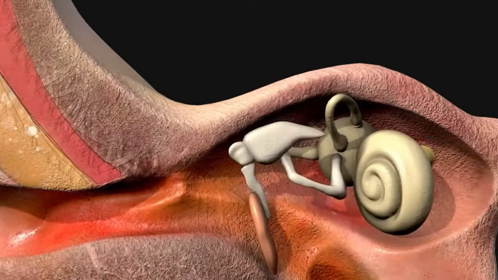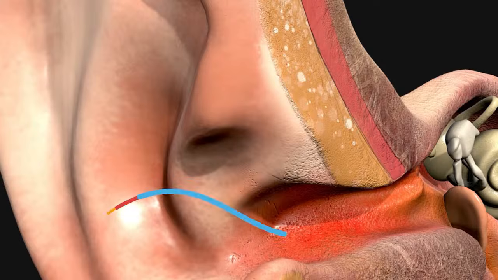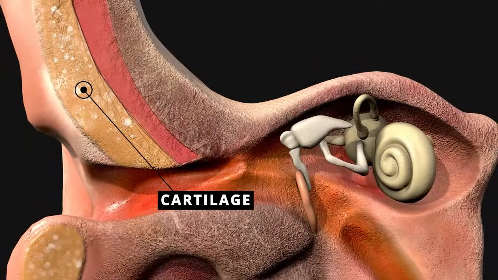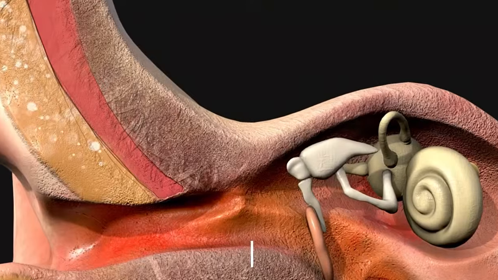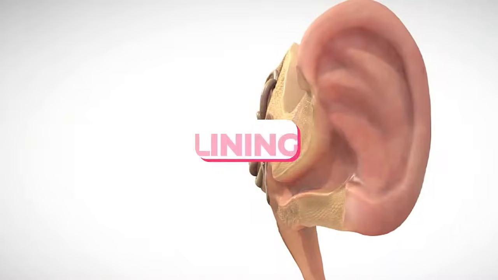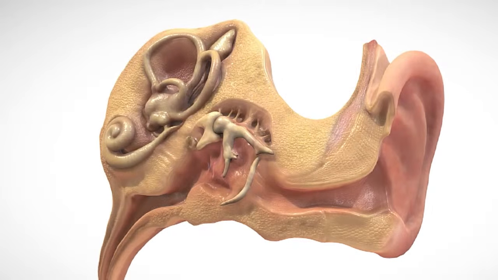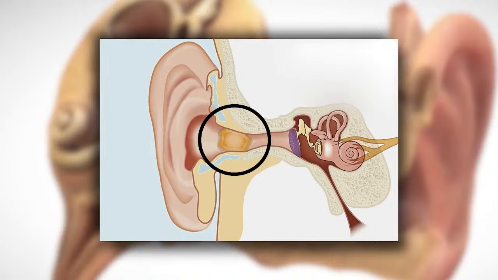It is slightly curved in shape, which helps protect the eardrum by preventing direct entry of foreign objects. The outer third of the canal is made of cartilage, similar to the pinna, while the inner two-thirds consist of bone. The bony part is surrounded by a thin layer of skin. Lining. The skin lining the ear canal contains hair follicles and glands that produce earwax, cerumen.